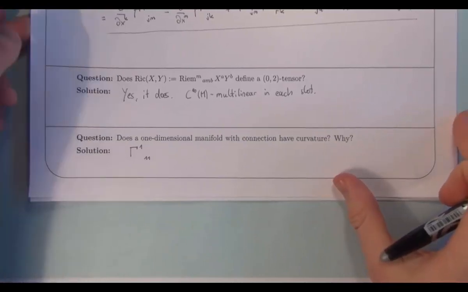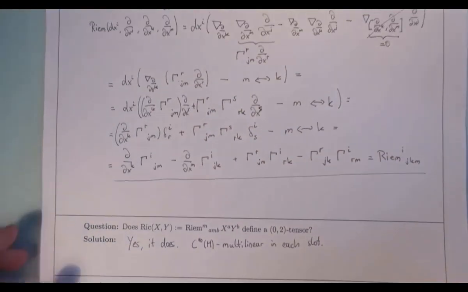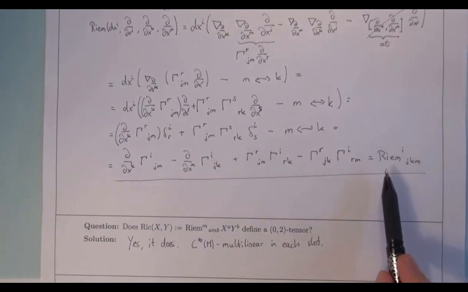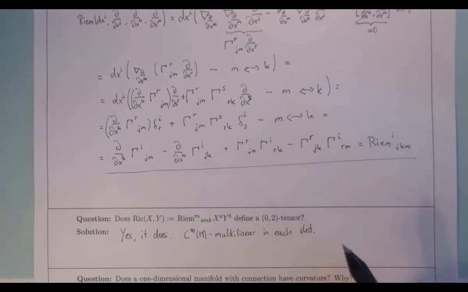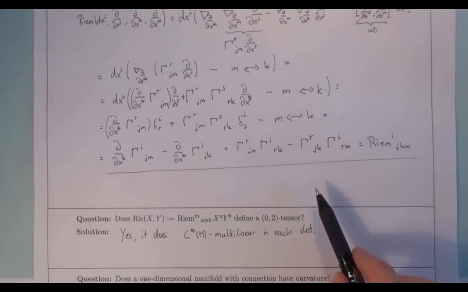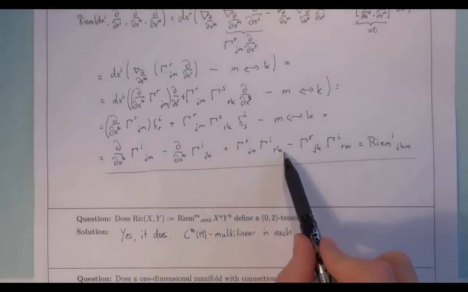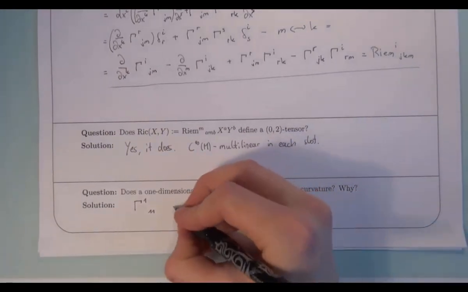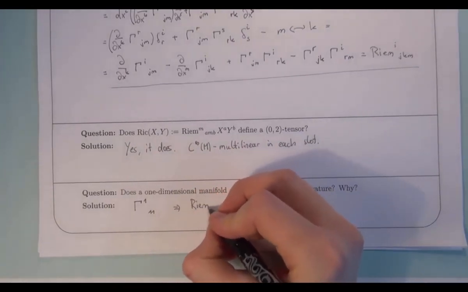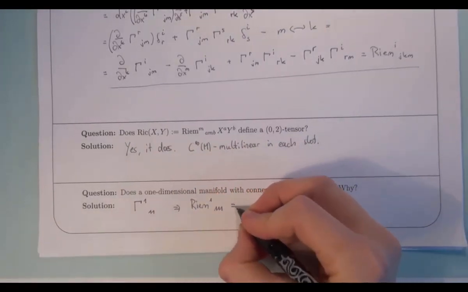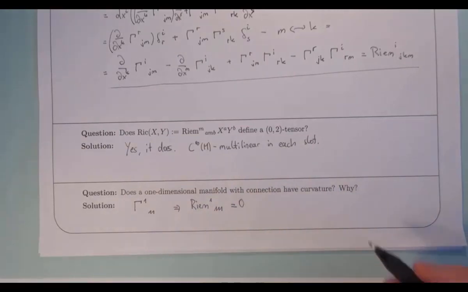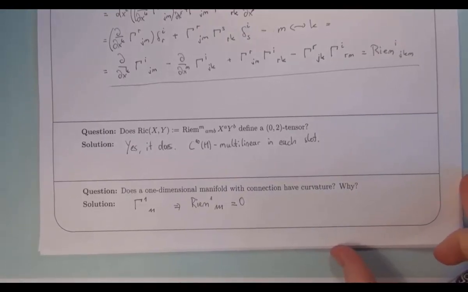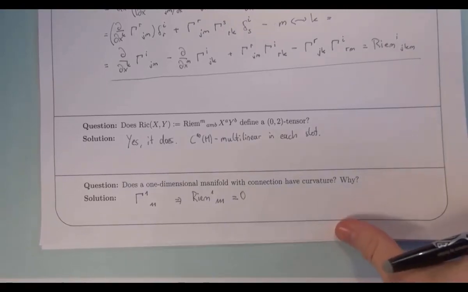However, if we now go back to the components of the Riemann tensor here, we see that if we plug in gamma 1, 1, 1 everywhere, this just kills out. So each term cancels and we end up at Riem of 1, 1, 1, 1 is 0. So the Riemann curvature vanishes everywhere, and so the one-dimensional manifold cannot have curvature, even if we define a connection on it.